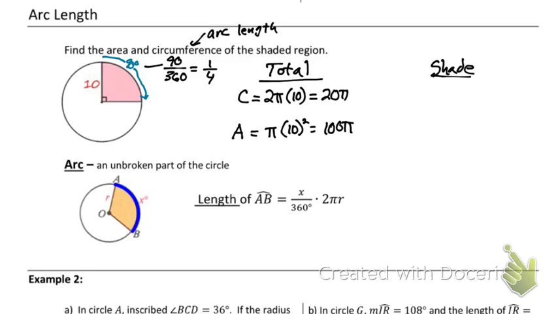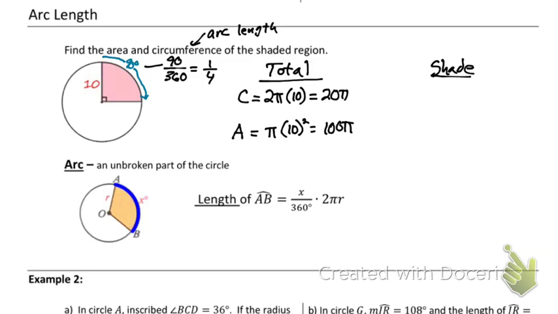Now, who can use their gut instincts to tell me how I'm going to calculate the shaded section? Just the shaded section. Yes? Divide each by 4. Divide each by 4 or multiply by 1/4, right? That's exactly what we're going to do. To get our shaded region, we're going to take our total and multiply by a quarter, because I just want a quarter of it. If my total circumference is 20 pi and I want a quarter of it, I'm just going to multiply by a quarter.